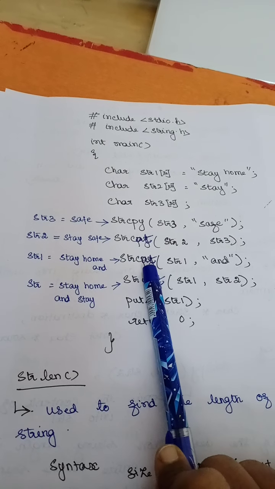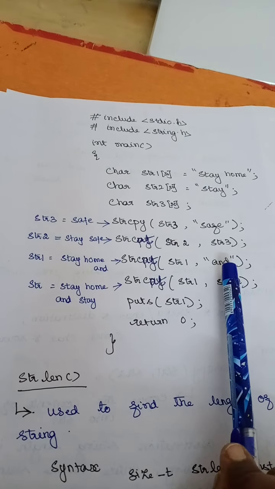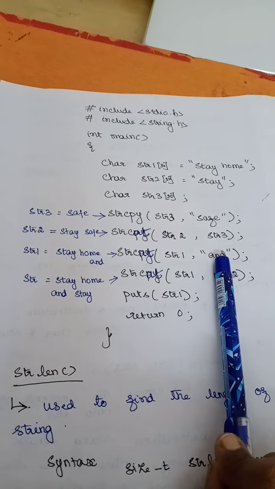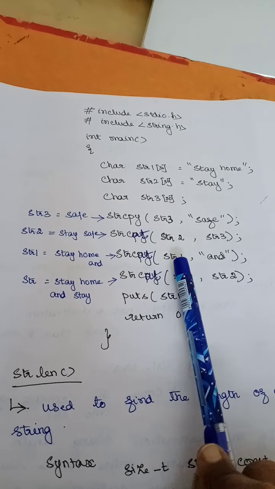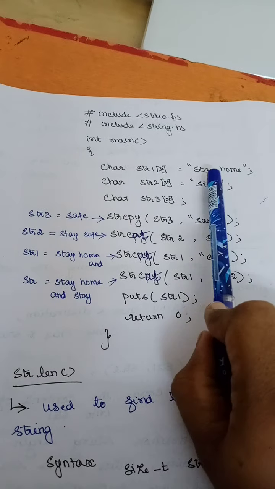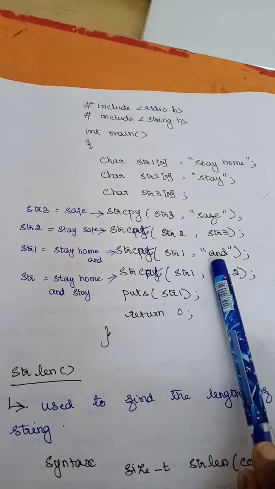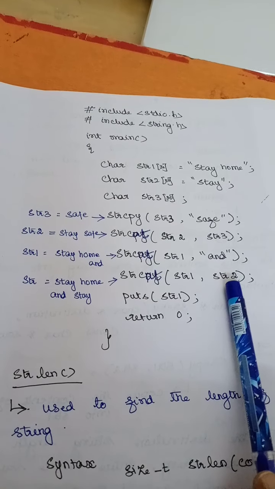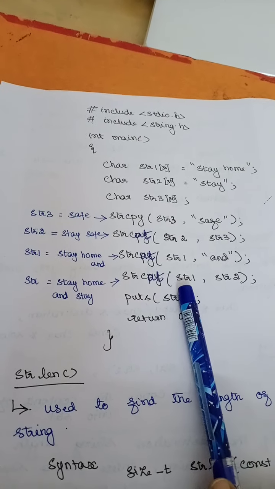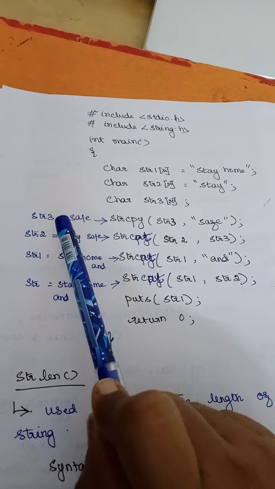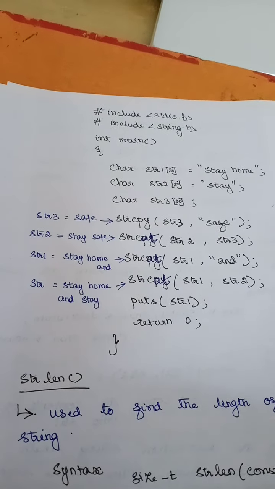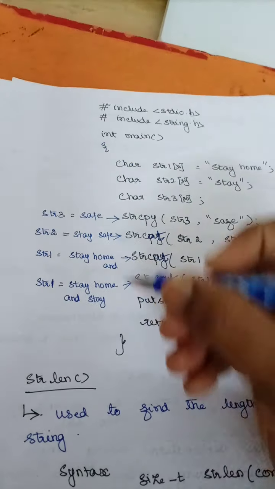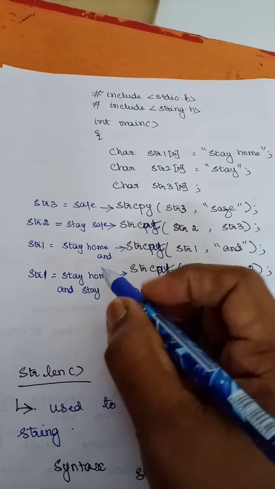Again I am going to use strcat. Here I am going to add "and" to my str1. So again it is going to be a concatenation. I can add "and" to my str1. Already in str1 I have "stay home". With that I am going to add "and". Again I am going to use strcat. In that I am going to use what? str2 to str1. So here I am going to combine my str2 and str1. So my str1 will now be "stay home and stay safe".